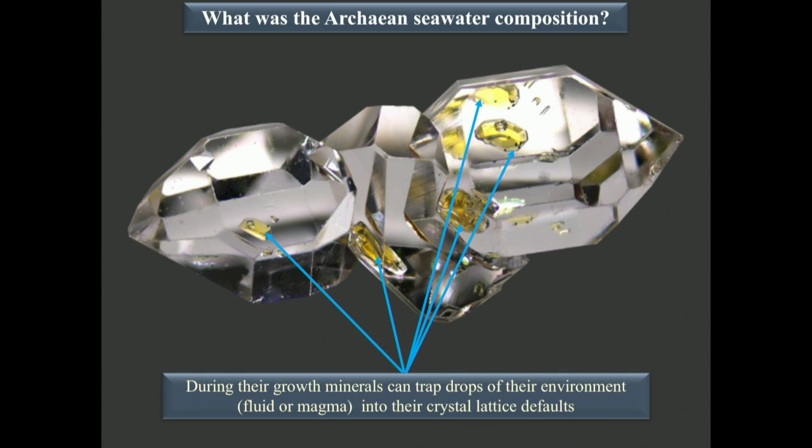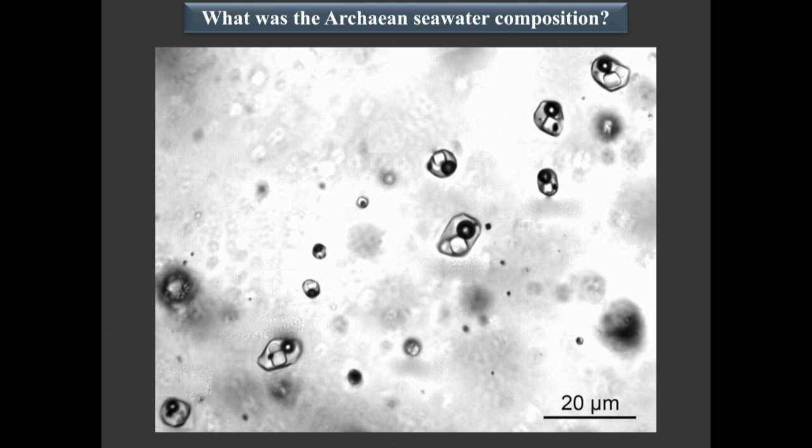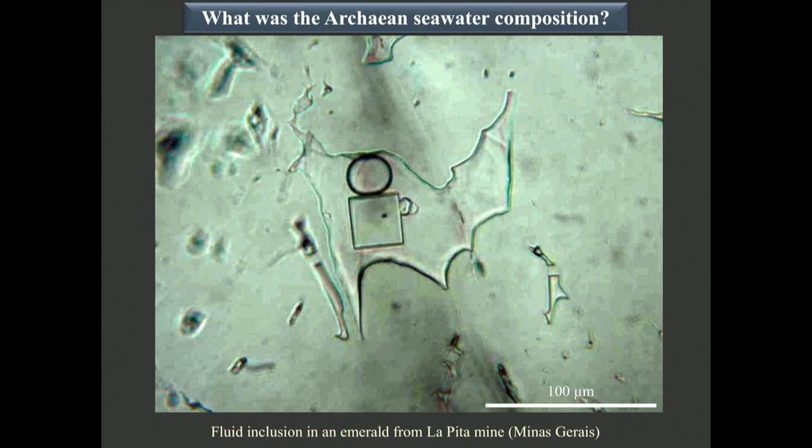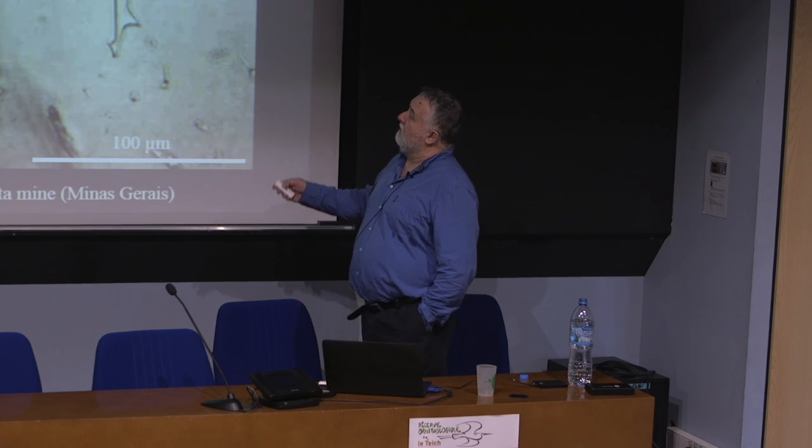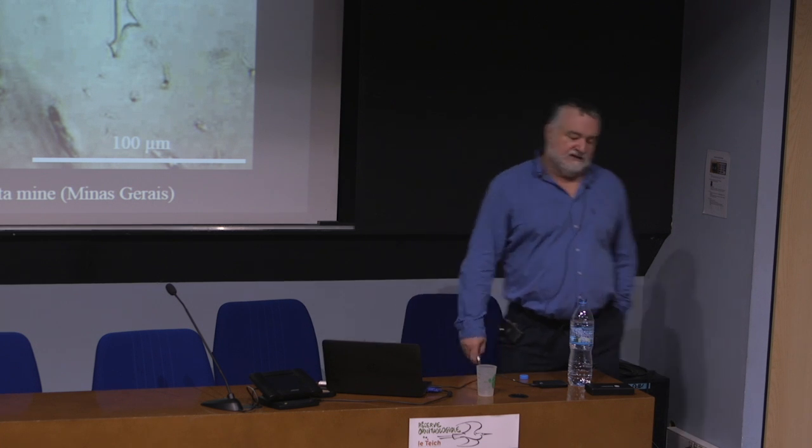And in this condition, if we know the composition of this fluid inclusion, we can have an idea of the composition of the seawater at the time when the mineral crystallized. So here are some fluid inclusions in minerals. And I like this one. This one is from an emerald from Minas Gerais in Brazil. And we have the fluid inclusion here. And it contains a crystal of halite, that is salt. We have vapor and water, or salted water, here. So if we analyze this kind of inclusion, we can have an idea of the composition of the seawater.